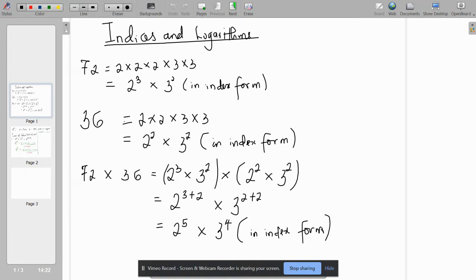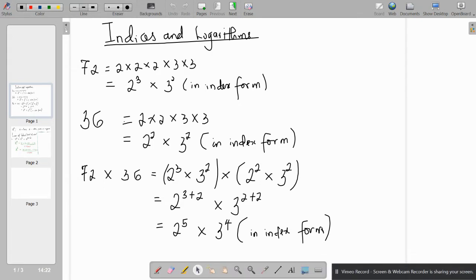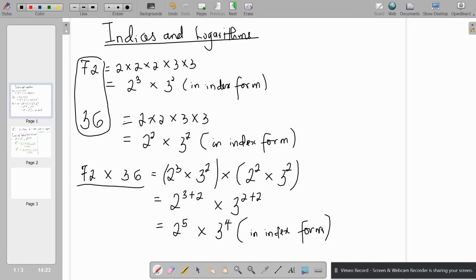If we are to write 36 in the index form, we write that as 2 raised to power 2 times 3 raised to power 2. Why? Because as product of its prime factors, it is 2 times 2 times 3 times 3. This will give us 36. But let us take a look at the fact that maybe we want to multiply 72 and 36 together, as we see in this case.